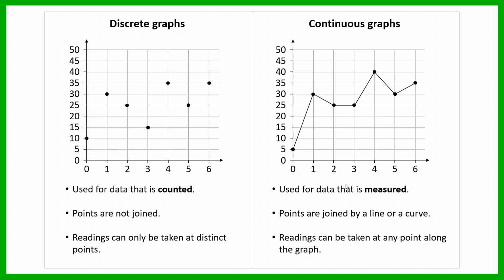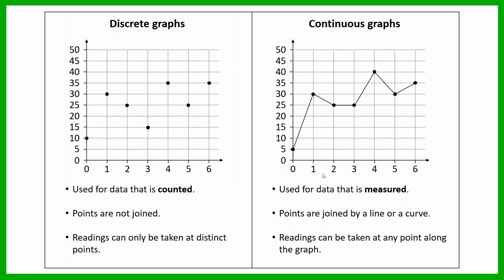But with continuous graphs, readings can be taken at any point along the graph. So here I could take a reading at 1 or 2 or 3 and so on, but I can also take a reading at 1.5 or at 2.25. I can take readings anywhere along the horizontal axis. I can find out what the reading is.